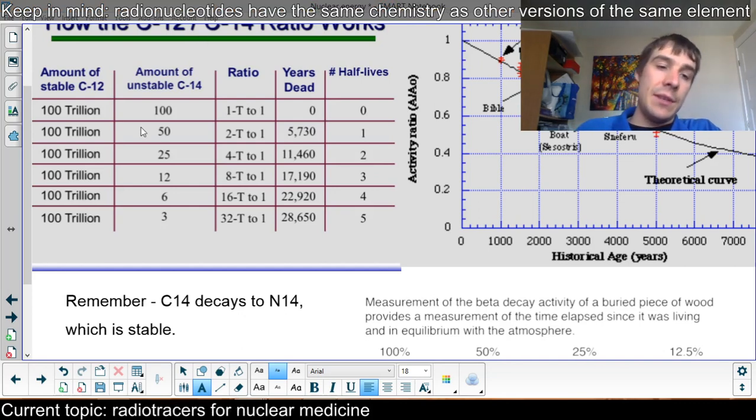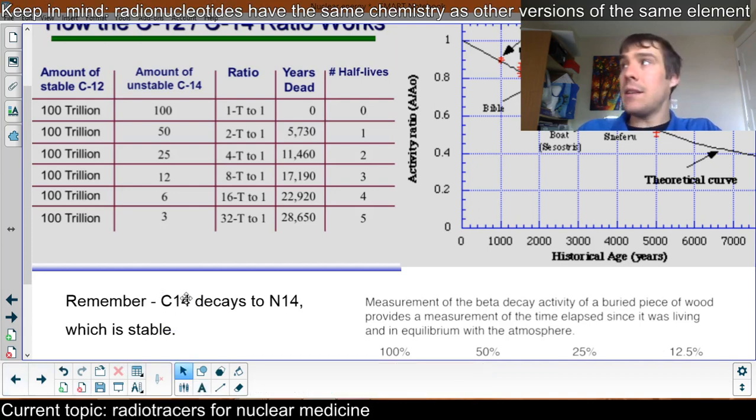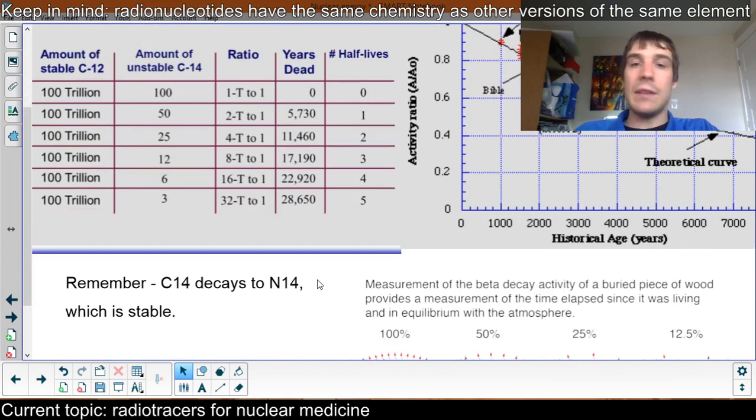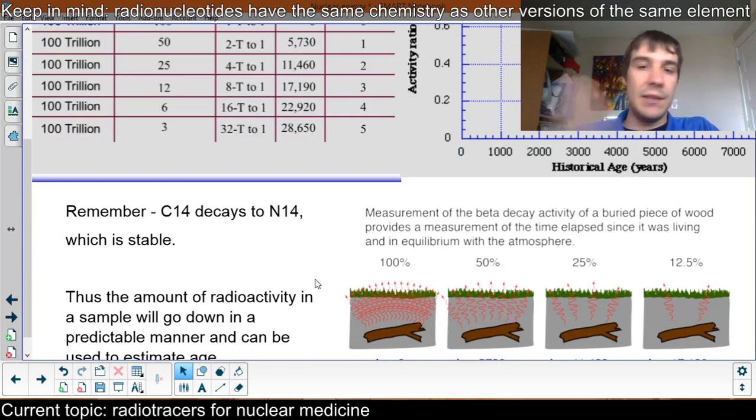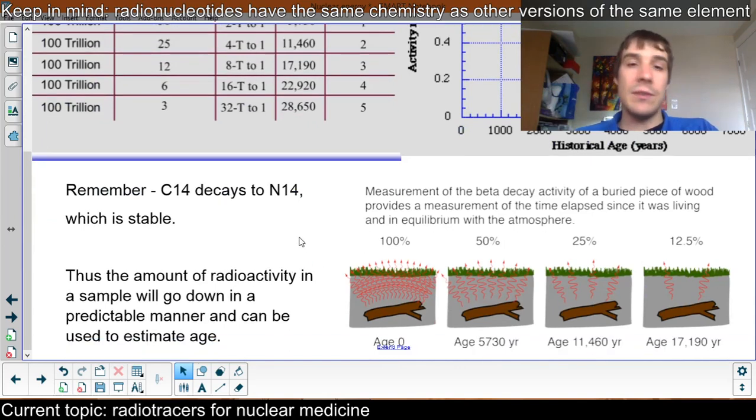Radiotracers. One thing to keep in mind is that radionucleotides, the ones that are radioactive, have exactly the same chemistry as other versions of the same element. Carbon-14 acts just like normal carbon. It's a little bit heavier, but that doesn't do a lot to its chemistry. Because it's still got the 6 protons, and it's still got the 6 valence electrons, it'll make 4 bonds, and all this other stuff we've talked about. So, you've got carbon-14 in your body right now, and it's being used as normal carbon to build your structures and stuff like that. So you are slightly radioactive.